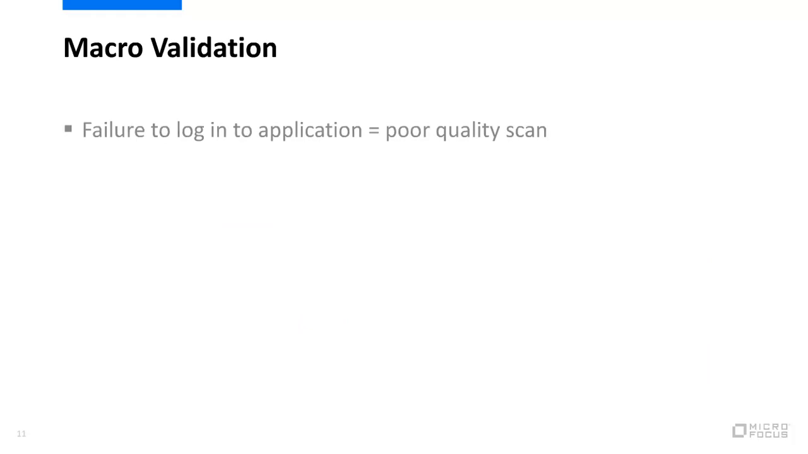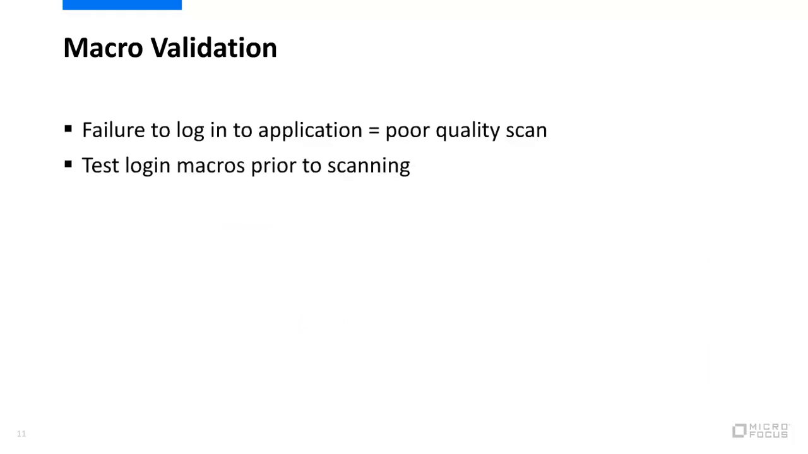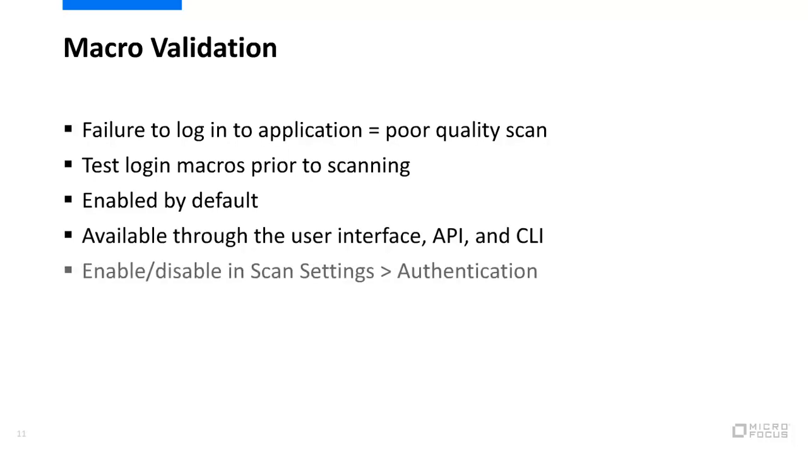Failure of a login macro to log into an application results in a poor quality scan. If the login macro quality is measured before the scan, then low quality scans can be avoided. Fortify WebInspect can now test login macros before scanning. This macro validation feature is enabled by default and is available in scans conducted through the user interface, the API, and the command line interface. You can disable and re-enable macro validation from the Authentication tab in Scan Settings.